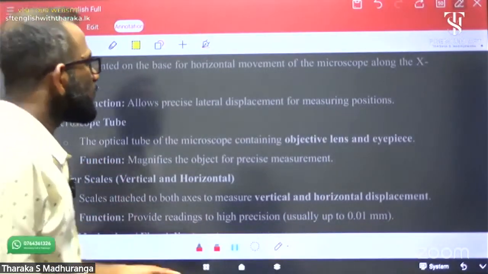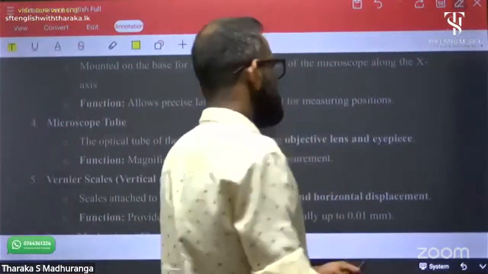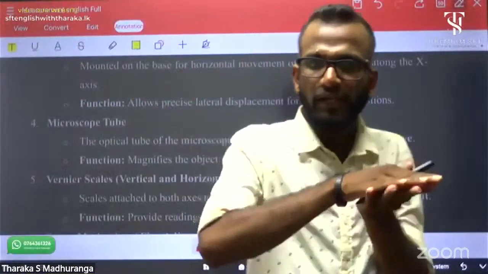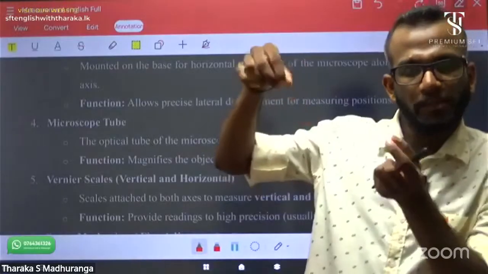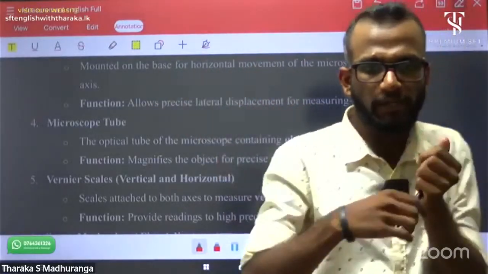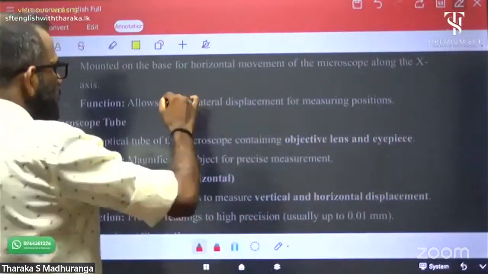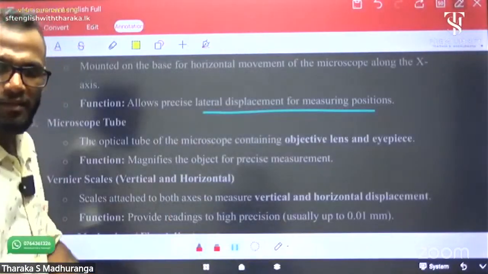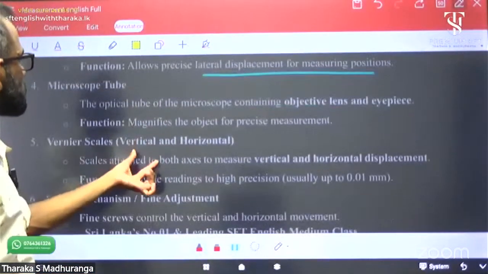It allows precise lateral displacement for measuring position. Yes, we can get the exact measuring position by smooth movements. I have given this just for understanding. They are not asking it in an exam.